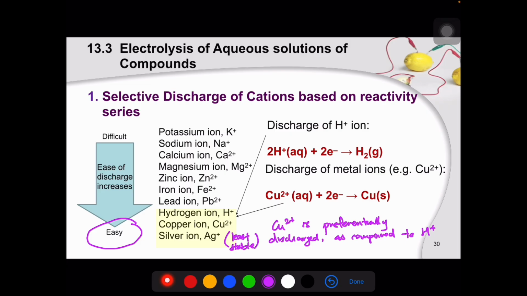Least stable means they are very reactive. The ones at the top here are the most stable, meaning they're not reactive. Remember that we are talking about ions. So don't confuse this with what you learned in the previous chapter on the reactivity series. Over here, I'm talking about the ions, not the metals. That means I'm not saying that potassium, sodium, calcium matter. I'm looking at the ions. So this is the first factor: selective discharge of cations based on the reactivity series.